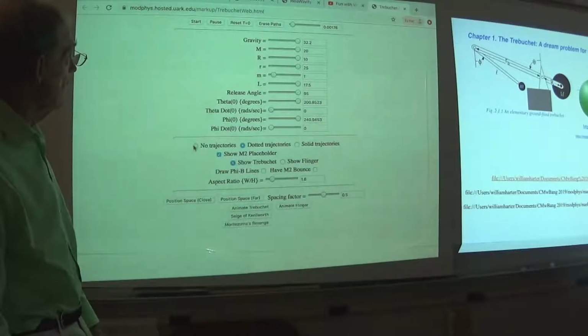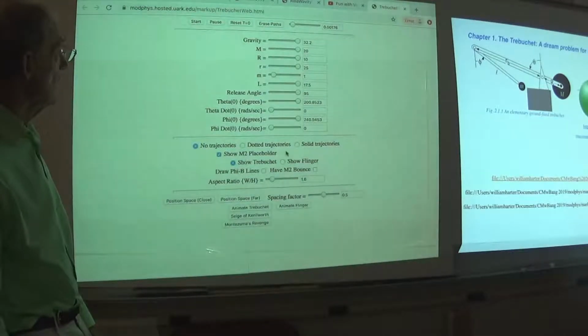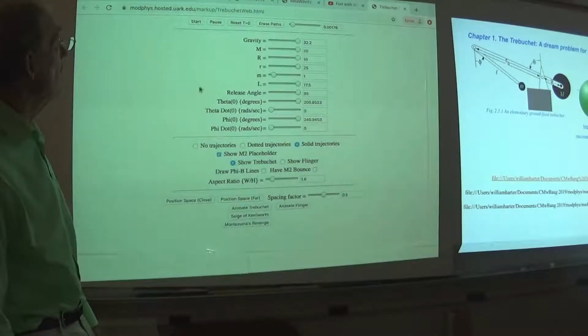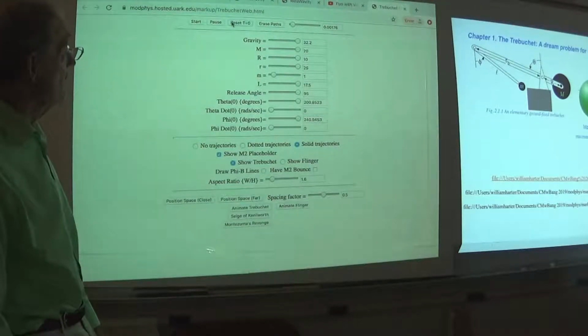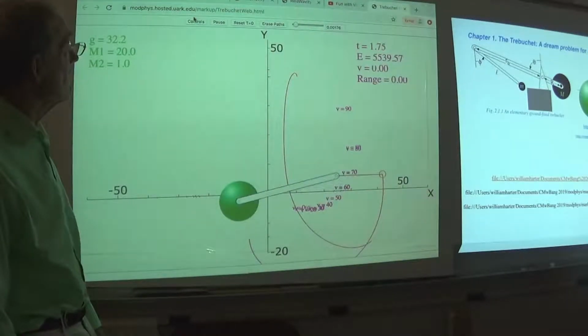I definitely want to have it drawing a path. Now it says no trajectories. There is something weird going on. Let's first try solid, and then we can reset time equals 0. So I could see them cross the horizontal axis. There we go. Okay.